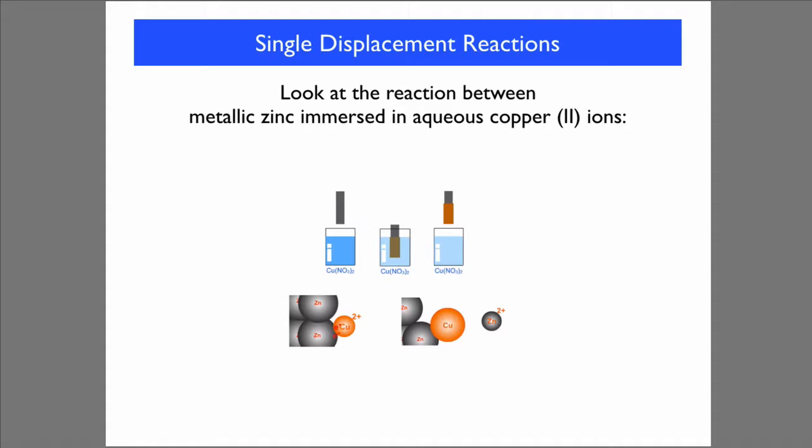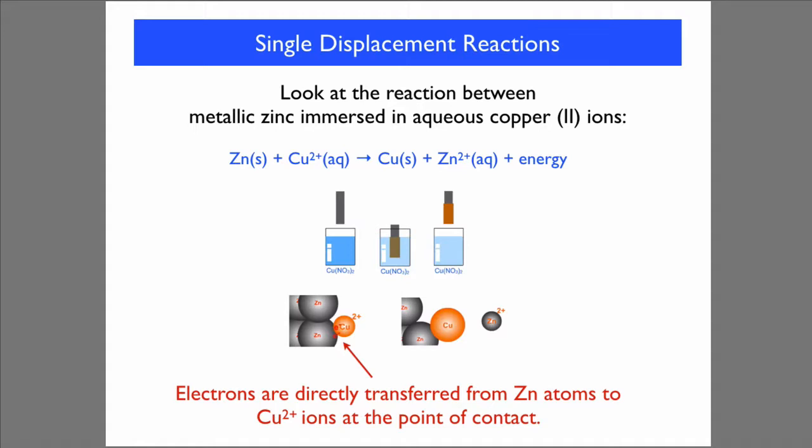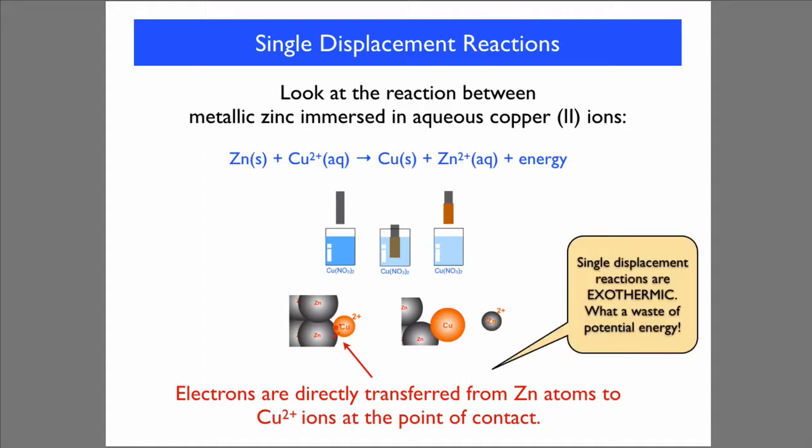Okay, single displacement reactions, which we've been looking at in the last 2 presentations. Let's look at the reaction between metallic zinc immersed in aqueous copper 2 ions. We have zinc being oxidized and the copper being reduced, and energy is given out. You can see here at the bottom, the electrons are directly transferred from zinc atoms to copper ions at the point of contact. So the zinc atom is making contact with the copper ion and electrons are being transferred. So these single displacement reactions, as we can see here, are exothermic.